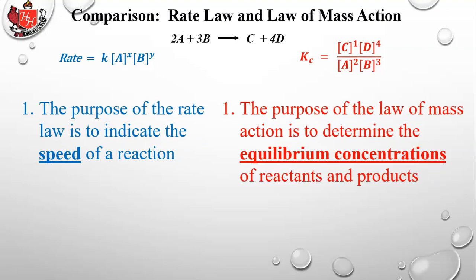So first of all, what's the purpose of each? The purpose of the rate law is to indicate the speed of the reaction. That's what we talked about last week. The purpose of the law of mass action is to determine the equilibrium concentrations of reactants and products. Where is that happy place that they're going to find where some reactants exist and some products exist and they kind of want to just stay there?